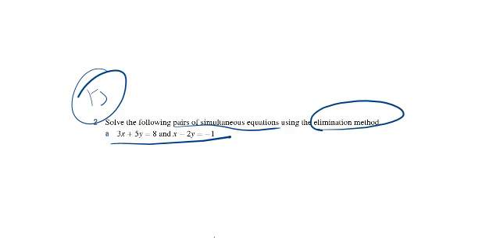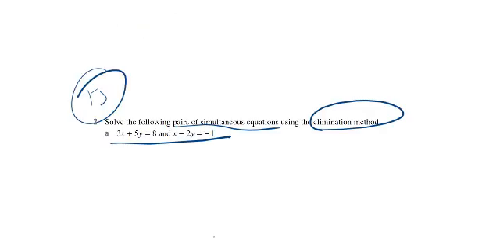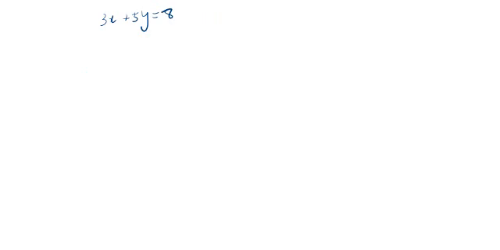3x plus 5y is equal to 8. The other equation was x minus 2y is equal to 1. So you have x minus 2y is equal to minus 1. So this is equation 1, equation 2, and I'm doing the elimination method.